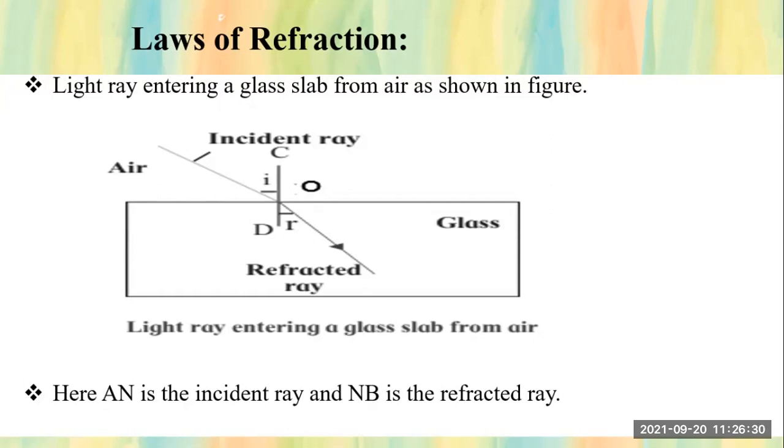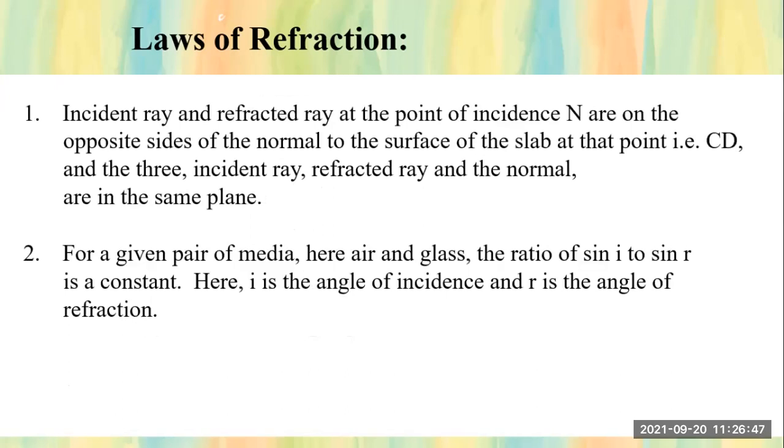Now see, here AN is the incident ray and NB is the refracted ray. Now see students, here I have shown you the incident ray and the refracted ray. Now in both the cases, students, see number first. The incident ray and refracted ray at the point of incidence N are on the opposite sides of the normal to the surface of the slab at that point, that is CD, and the incident ray, refracted ray and the normal are in the same plane.